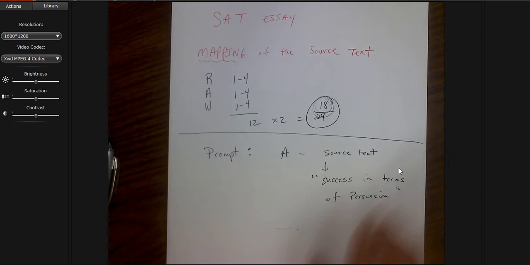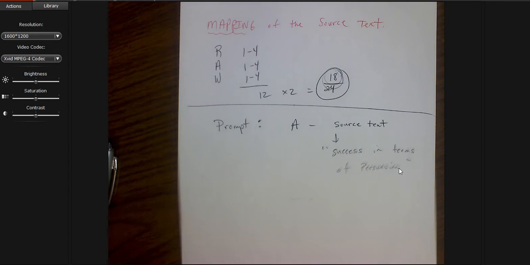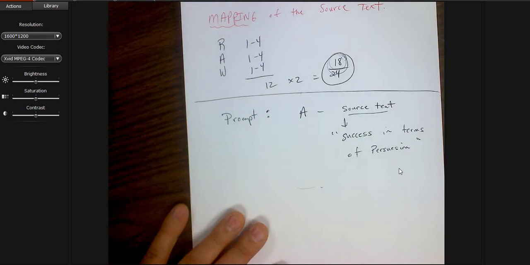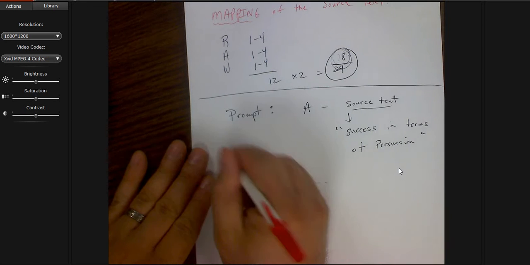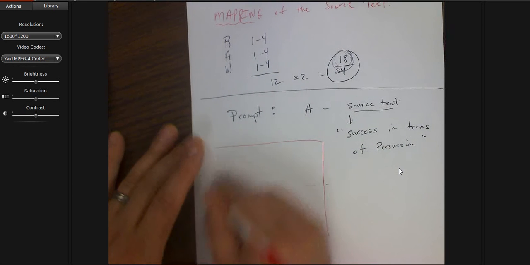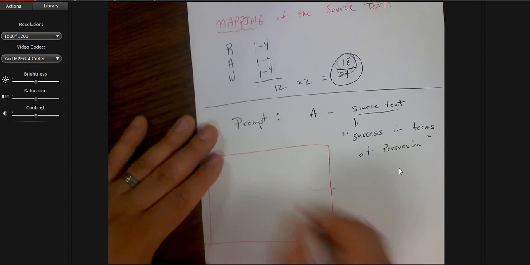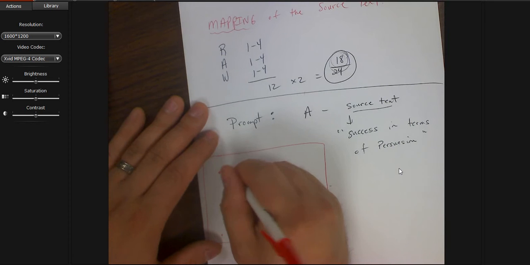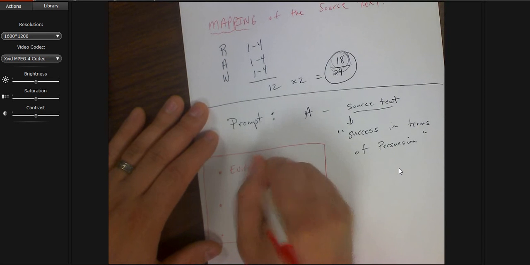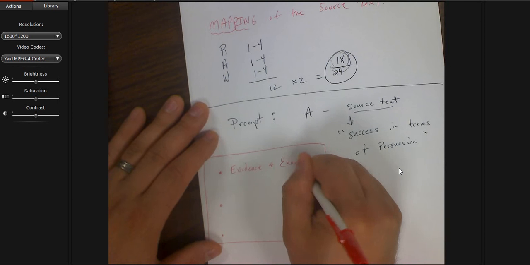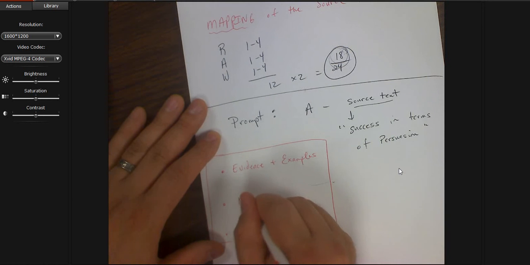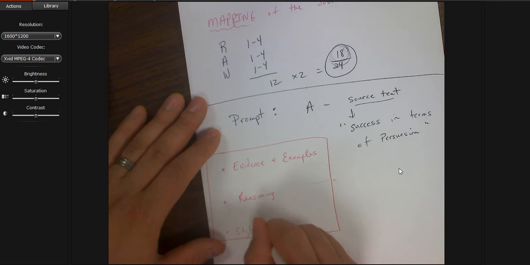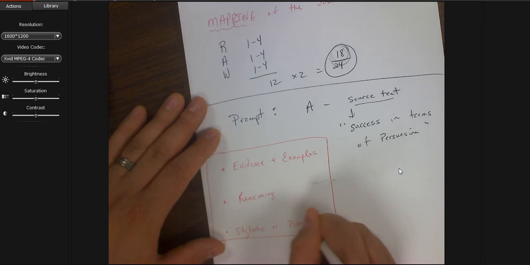Okay, so the mapping. Where does the mapping take place? Well, after you read the source text, you're going to be provided that piece of literature to read. There's a little box in which they provide you 3 areas to focus on in terms of persuasive elements. The first one deals with evidence and examples. Reasoning is the second one. And then what they call stylistic or persuasive elements.